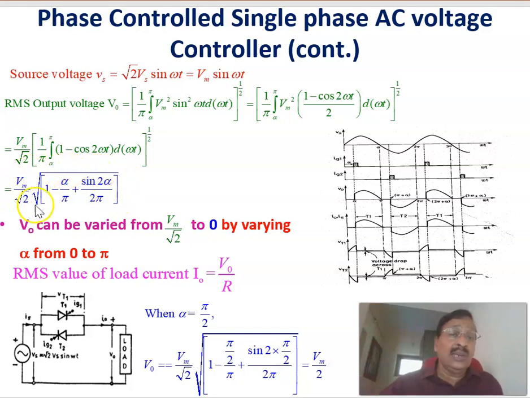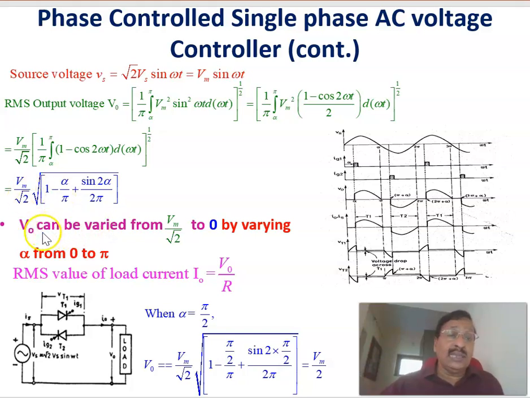Therefore, this is the equation of the RMS value of this output voltage. The root mean square value of the output voltage is given by Vm by root 2, where Vm is the maximum value of this voltage, into the square root of 1 minus alpha by pi plus sin 2 alpha divided by 2 pi, where alpha is the firing angle. That means that as alpha changes, the RMS value of the output voltage will change. By controlling the firing angle, you can vary the RMS value of the output voltage.